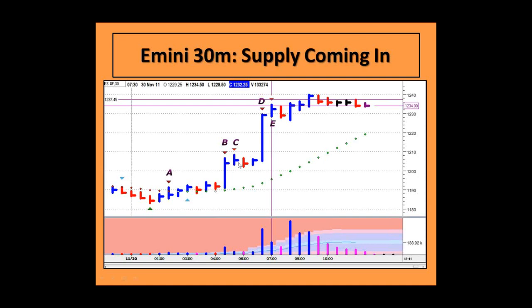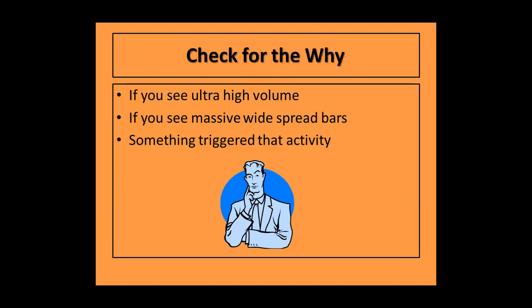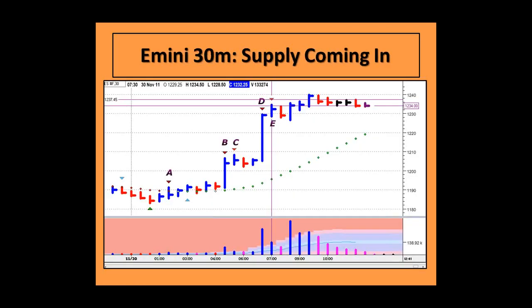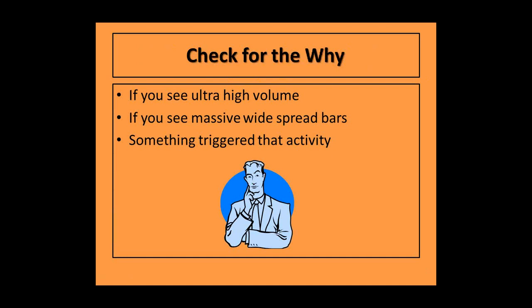Now, this is the end of the day yesterday, and this is the start of the day today. Notice that this is before the market opened, okay? The American market, excuse me. So again, check for the why. If you see ultra-high volume, if you see massive widespread bars, something triggered that activity, okay? What I mean by massive widespread is right here, okay? It appears in both the 1 hour and the 30-minute, and I'm sure if you looked at the other ones, it would appear again. What do you suppose is the why in this case? Can anyone tell me what would have triggered that activity? I'm sure if you think about it for a second, you can figure this one out. We talk about it all the time.